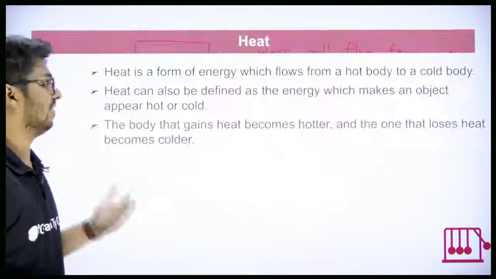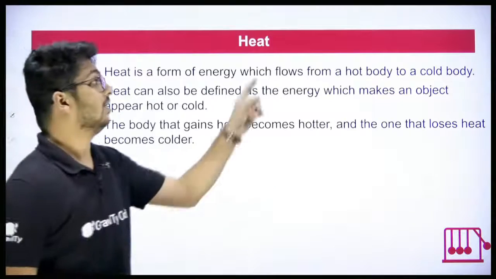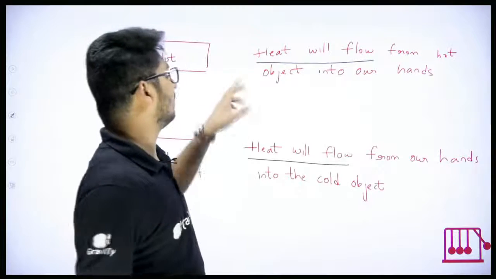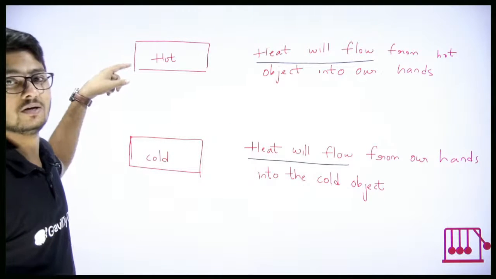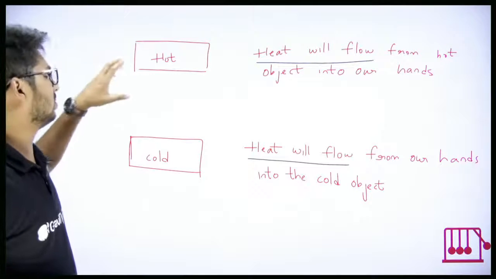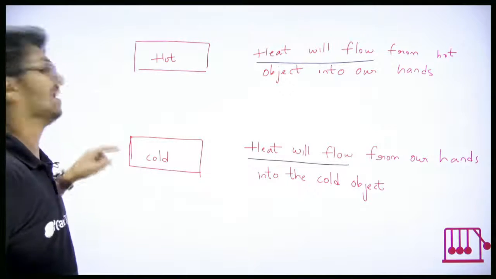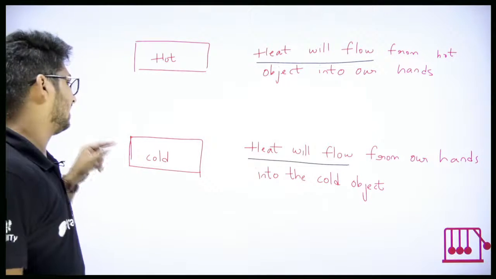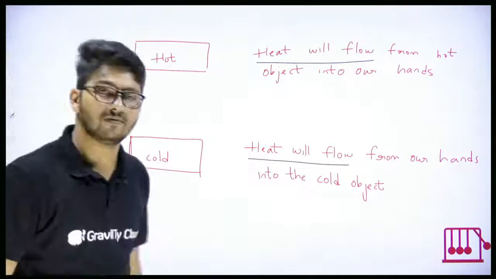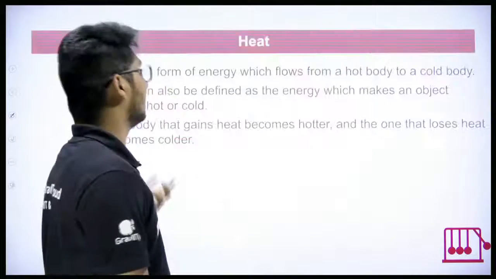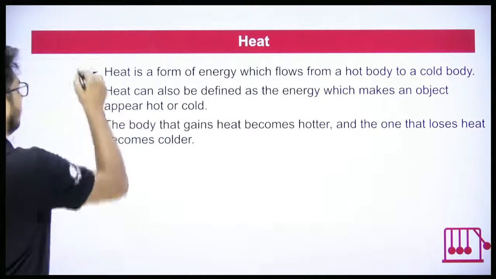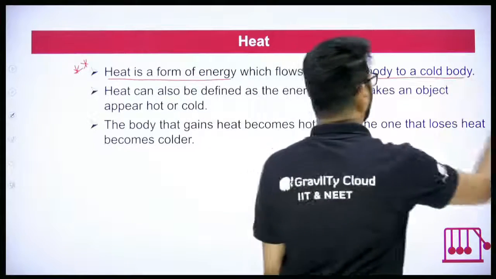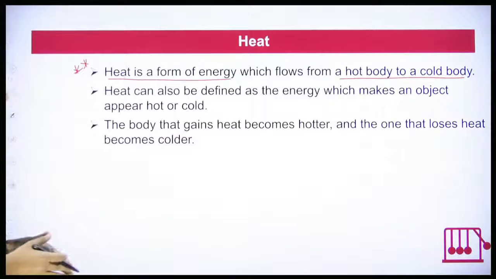So how do we define heat? Heat is a form of energy which flows from a hot body to a cold body. Always. When I am touching a hot body, it is flowing from the hot body to us because we are comparatively cold. But when I touch a cold body, who is hotter, the cold body or us? We are. So when I touch a cold body, heat flows from our body into the cold object. Very important, this is the definition: heat is a form of energy which flows from a hot body to a cold body.